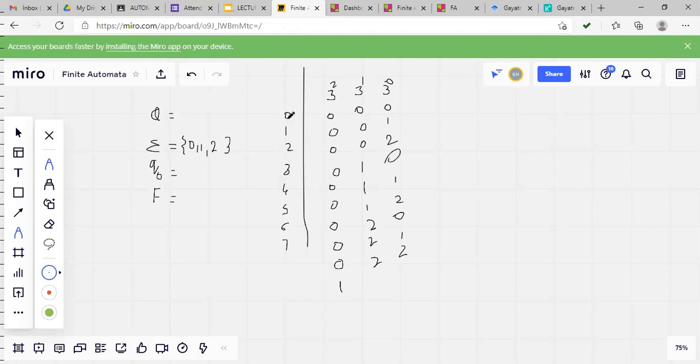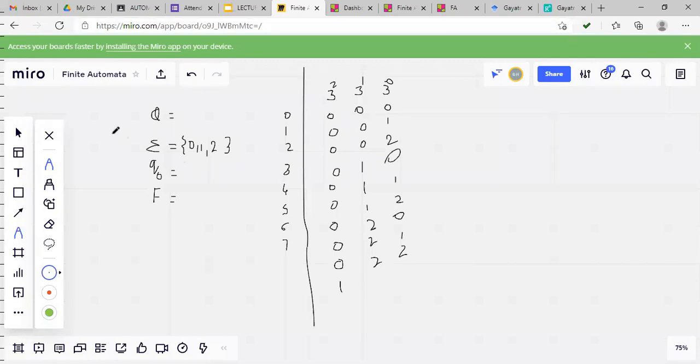See, what is the ternary representation of 0? 0, 0, 0. 1 is 0, 0, 1. 2 is 0, 0, 2. How is 3 represented? It is 0, 1, 0. 4 is 0, 1, 1. 5 is 0, 1, 2. 6 is 0, 2, 0. 7 is 0, 2, 1. 8 is 0, 2, 2. 9 is 1, 0, 0, and so on. I hope you got this. This is just for you to remember the ternary equivalent of the decimal number.